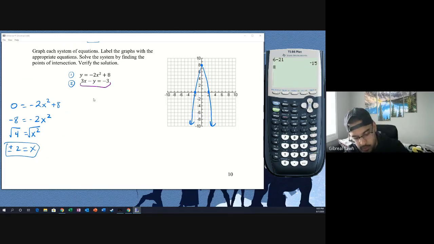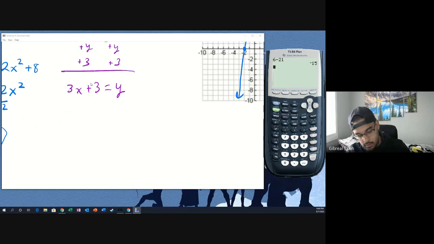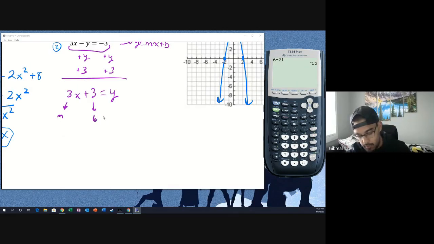Now all we need to remember is to put that into y equals mx plus b slope-intercept form, and we can graph it very easily. So let's rearrange this. I need y by itself, so let's add y to both sides, and we will add 3 to both sides. That will give us 3x plus 3 is equal to y. So that means 3 is my slope, and my y-intercept b is also 3. So we can plot that very easily.